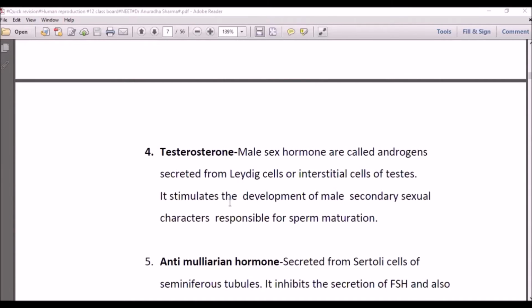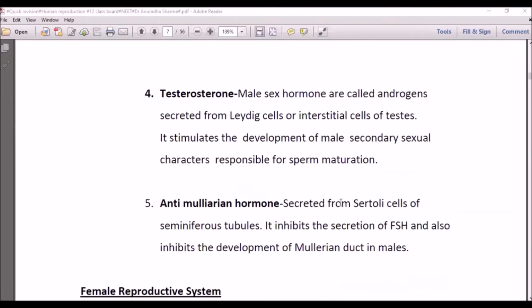Fourth is testosterone. Now we know that the male sex hormones are known as androgens, and these are secreted from the Leydig cells or interstitial cells of the testes. It stimulates the development of male secondary sexual characters for sperm maturation. So this testosterone stimulates the secondary characters present in the male, which are responsible for sperm maturation. Sperm maturation is very important because after sperm maturation, it will go for fertilization. So testosterone plays an important role in sperm maturation.